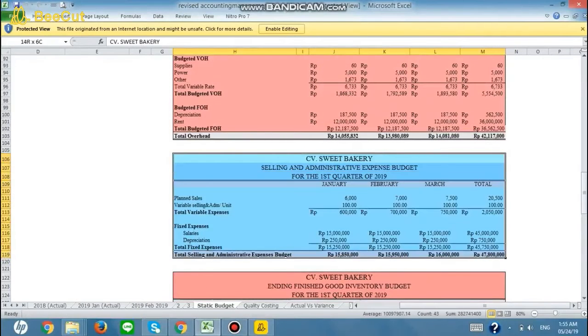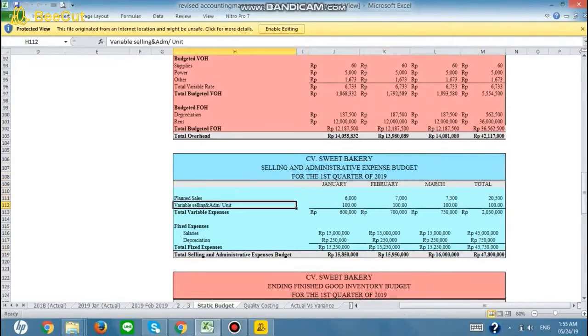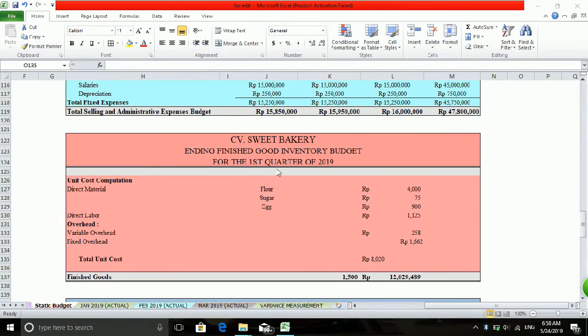Next is the selling and administrative expense budget. Input the planned sales from the sales budget, and input the variable expense as known in the information. Multiply the planned sales and the variable expense, and we will get the total variable expense. Input the fixed expense after that, add the variable expense and the fixed expense, and we will get the total selling and administrative expense budget. Next is the ending finished good inventory budget.